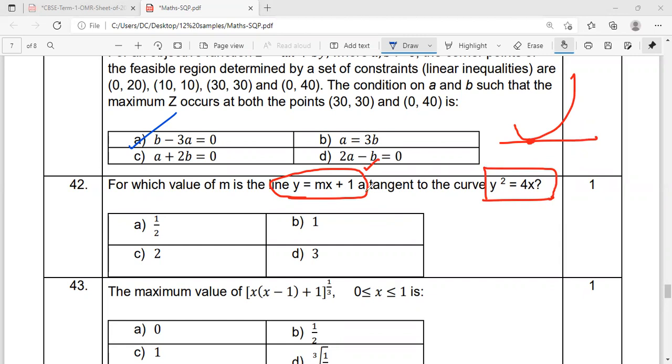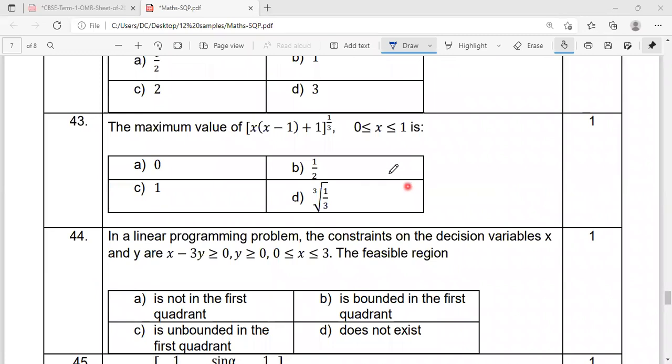So when you solve them simultaneously, for a unique solution, your discriminant should be 0, meaning b squared minus 4ac should be 0, and then it gives you the value of m. But if it looks like it is taking more time, you have a choice, you can skip this and move on to the next question.